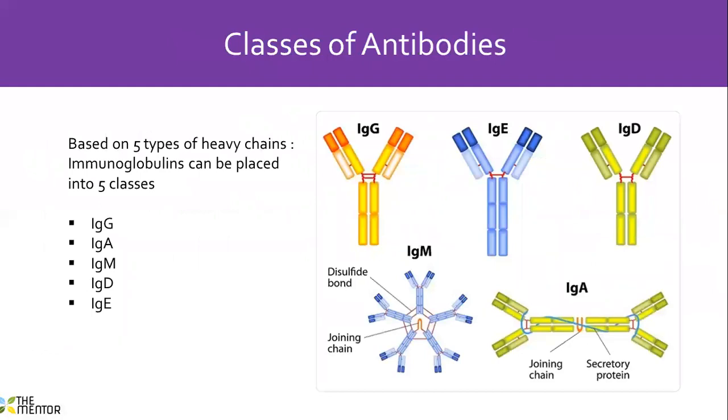The different classes that we have, as we said before, are based on which heavy chain we have, and they can be placed into 5 major classes. We can have IgG, IgM, IgA, IgD, IgE. This is basically how they look. We'll look at each one of them individually so that we make sense of them.